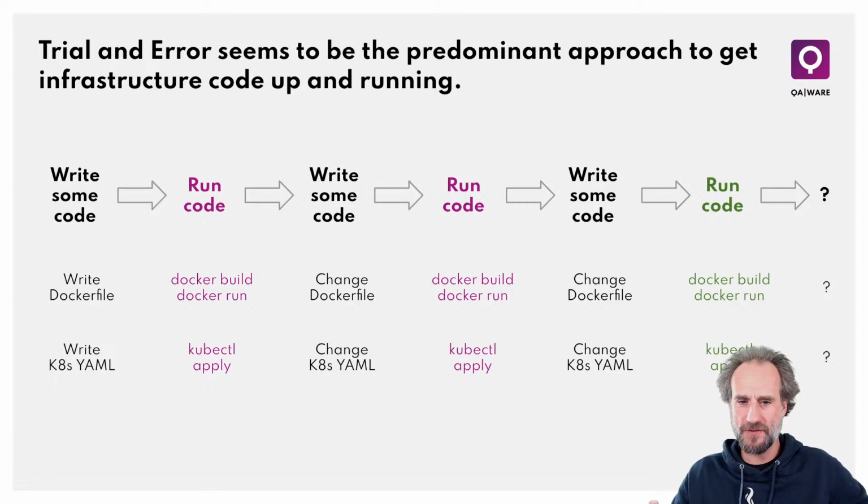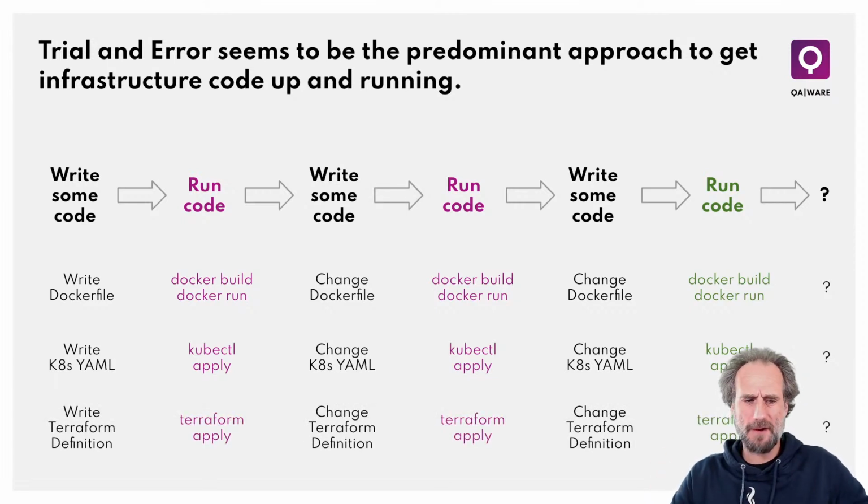Probably pretty much the same with good old Kubernetes YAML, right? I write those manifests for my deployment or for my service or whatever. I hit kubectl apply. Let's see if things work. Well, they don't. I change it again. I do the same loop again. kubectl apply. No, it doesn't. Change the YAML again. And at some point, my Kubernetes manifests start to work. I commit them. I push them. I'm done. Infrastructure works.